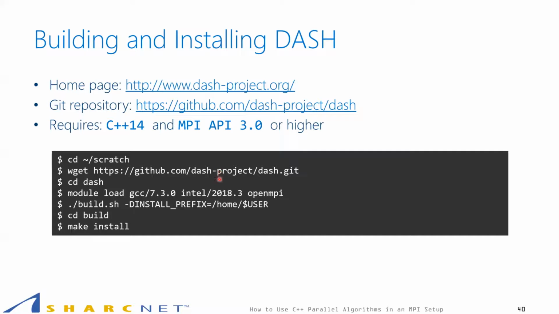To do the whole building, you can use the following commands on Graham, for example. You can go to the scratch and get the latest release and then cd to dash. And these are the compilers and the tool chain that I figured out that work well on Graham when you make Dash, and then you can use these commands to build and install Dash in your home directory.